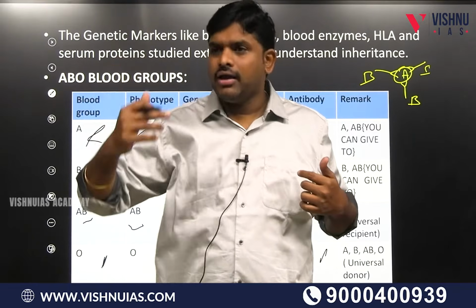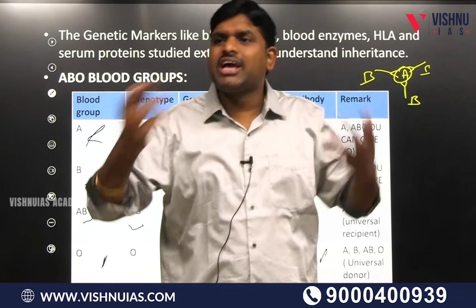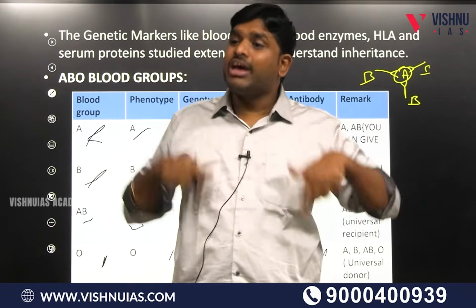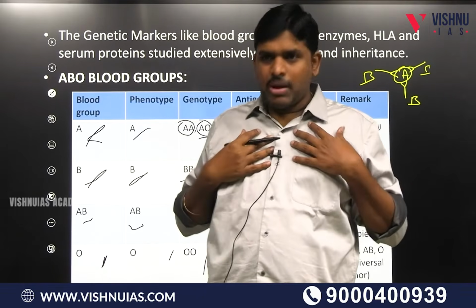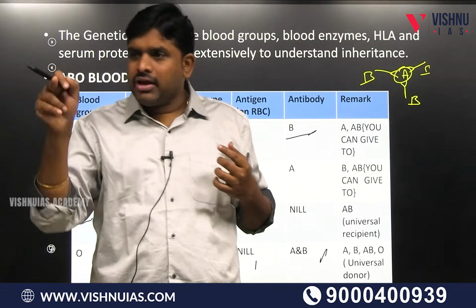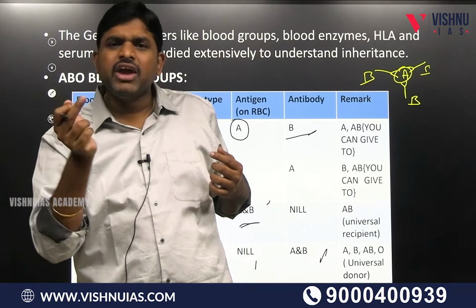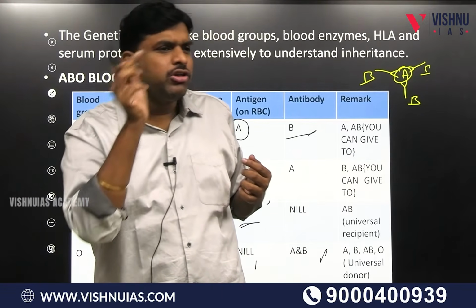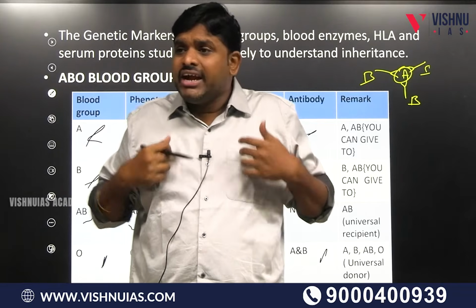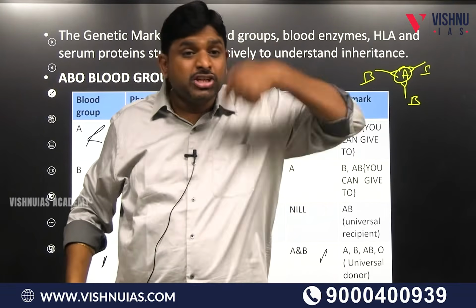So, I can give to A. I can give to B. Why? Because if I come, no one is going to attack me. Why? Because I do not have antigen. If I am O, if I enter into the body called A, B, AB, or O, I do not have any antigen. If I enter, no one will recognize me. Why? Because I do not have.